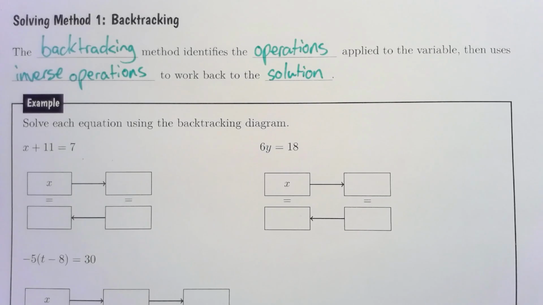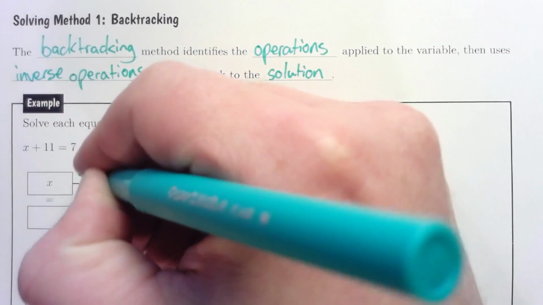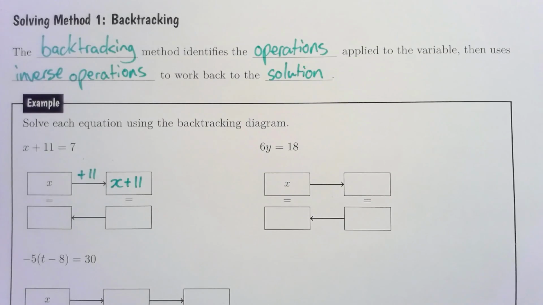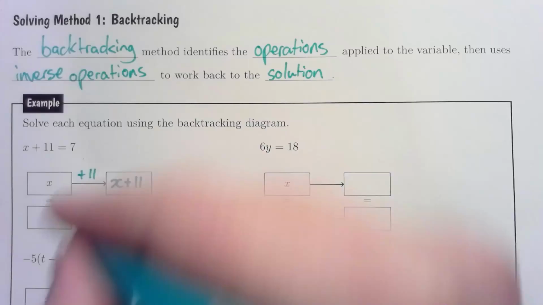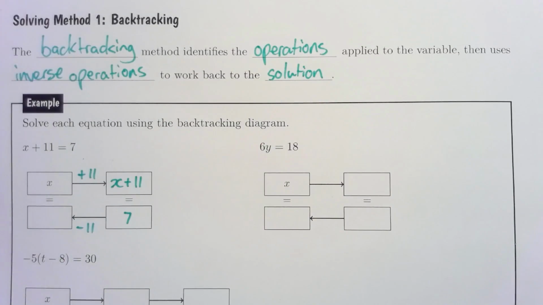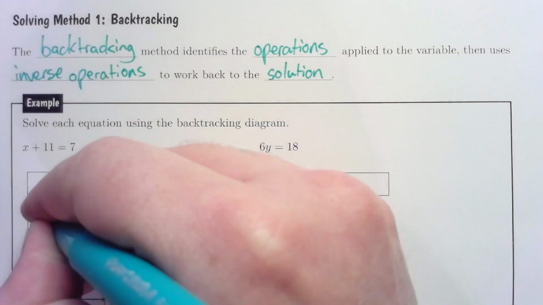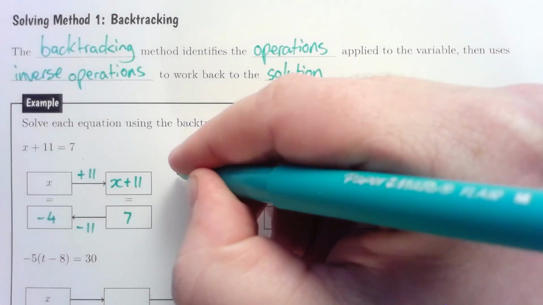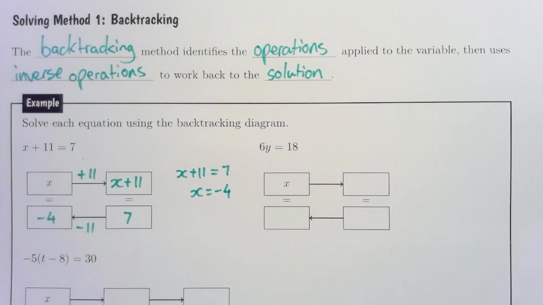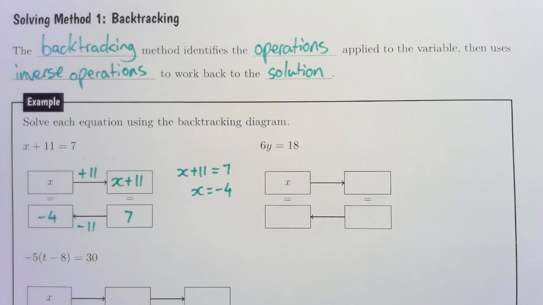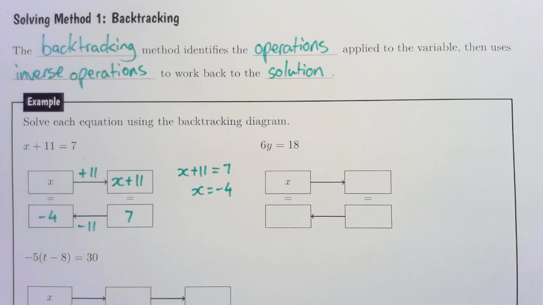Well, we're going to take our variable x as our starting point. On the left-hand side of the equation, this has had 11 added to it, which gives us the expression x plus 11. Now the equation tells us that this is equal to 7. By backtracking, we can do the opposite of adding 11, which is subtracting 11. This gives us the value negative 4. So the solution to our equation is x equals negative 4. Now the backtracking diagram is a useful tool for finding the solution to these types of equations, but we should also get in the habit of being able to write our equations using a more conventional form.